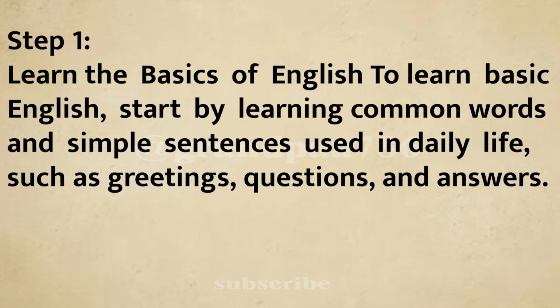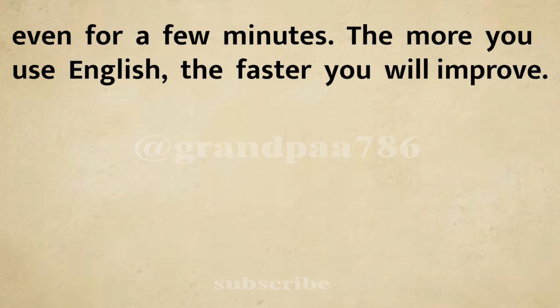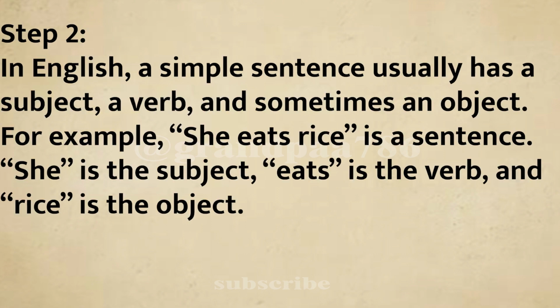Step 1. Learn the basics of English. To learn basic English, start by learning common words and simple sentences used in daily life, such as greetings, questions, and answers. Practice speaking with others or use apps that help improve vocabulary and pronunciation. Listening to English songs, watching videos, and reading children's books can also make learning easier and more fun. Try to practice every day, even for a few minutes. The more you use English, the faster you will improve.